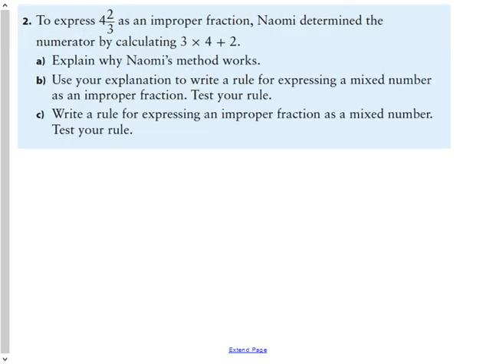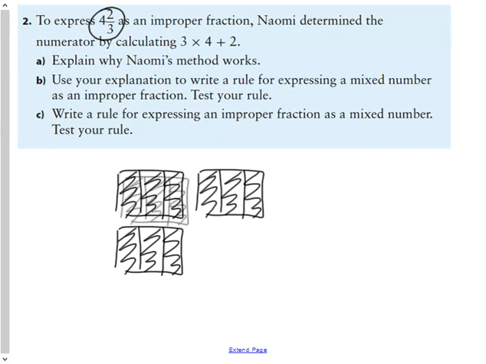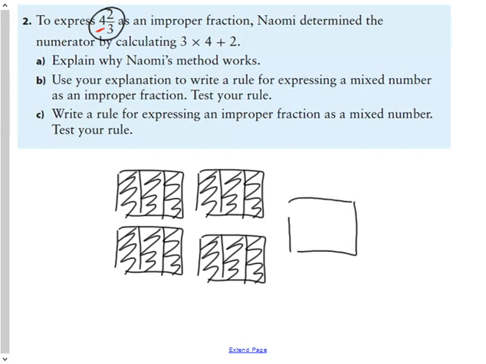Question 2 says to express 4 and 2/3 as an improper fraction, Naomi determined the numerator by calculating 3 times 4 plus 2. Explain why Naomi's method works. Well, here we go. I'm going to draw 4 and 2/3 first. So here is 1, right there. That's 1. And I'm going to quadruple it. There's doubling it, tripling it, quadrupling it. This picture represents that 4 right there. And in addition to that 4, I also have an extra 2/3. There's 1/3 and there's 2/3. So this fraction, as I've drawn it, is 4 and 2/3.